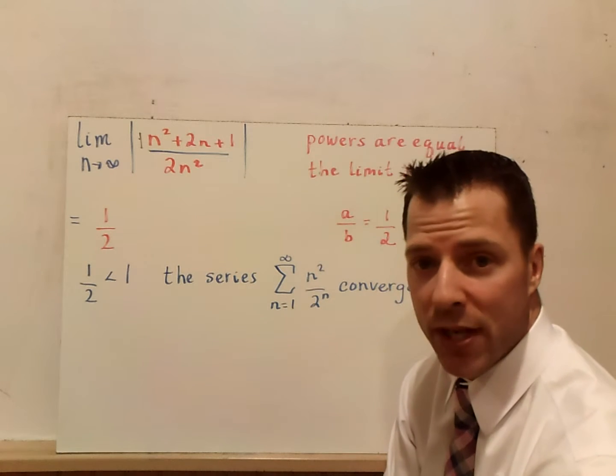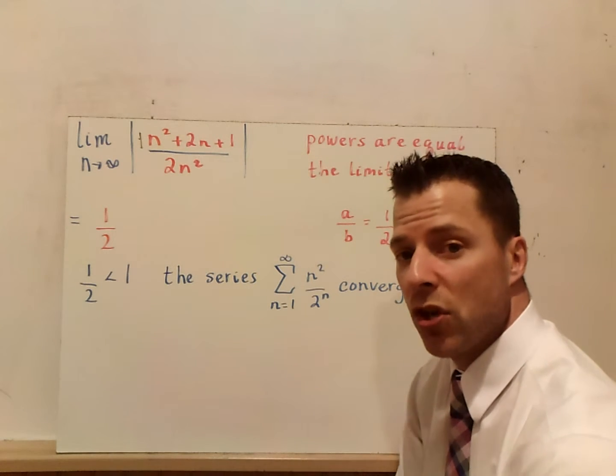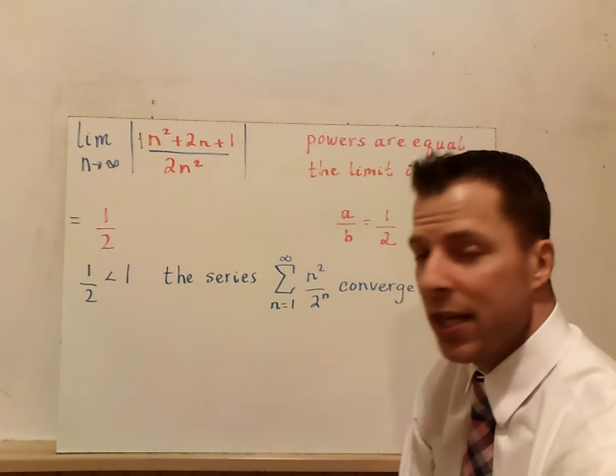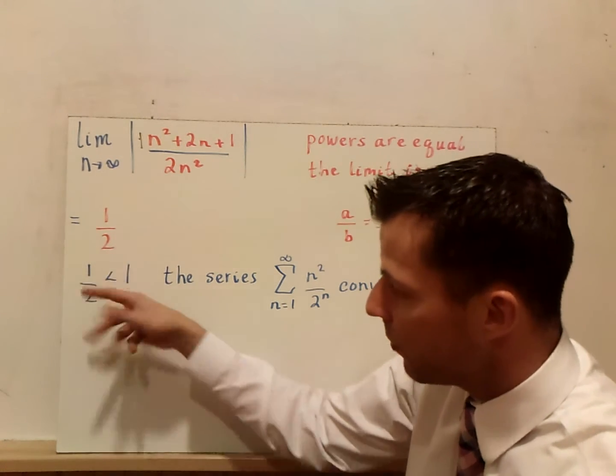Okay, so that's the ratio test with 2 examples on how to show whether a series converges or diverges. I showed 2 examples of converging. Diverging is the same thing, except your limit would be greater than 1.